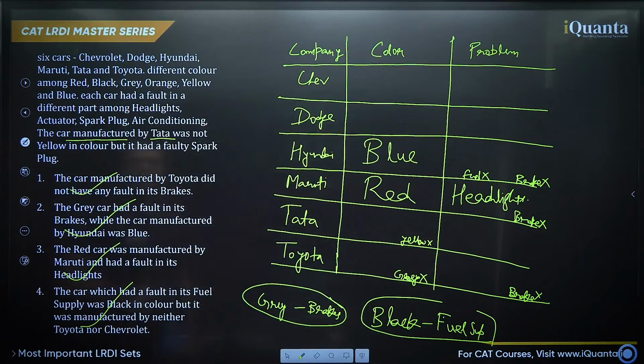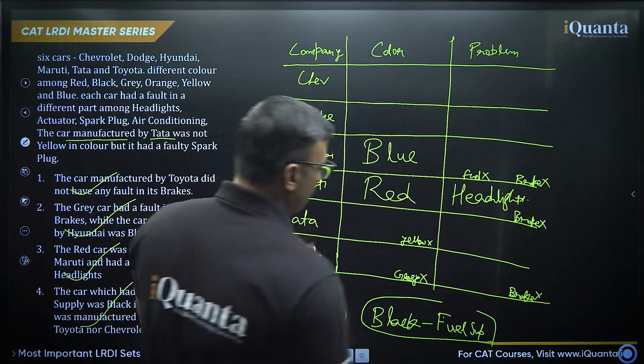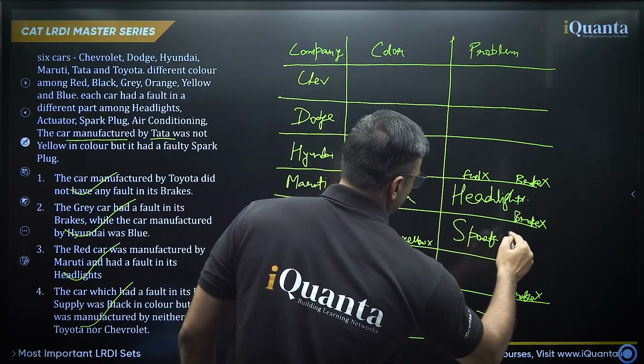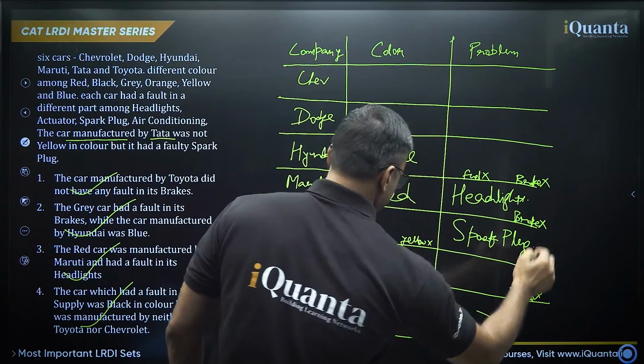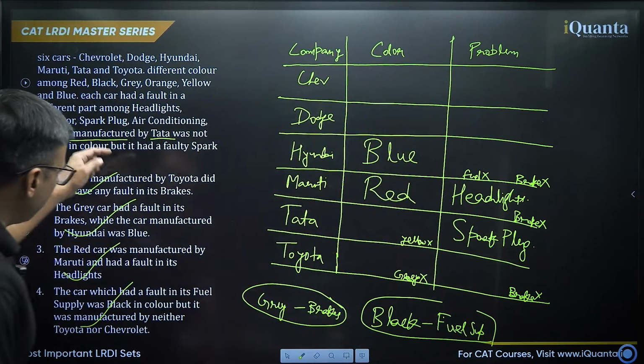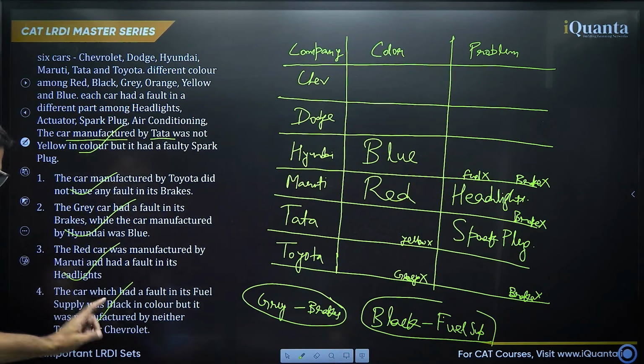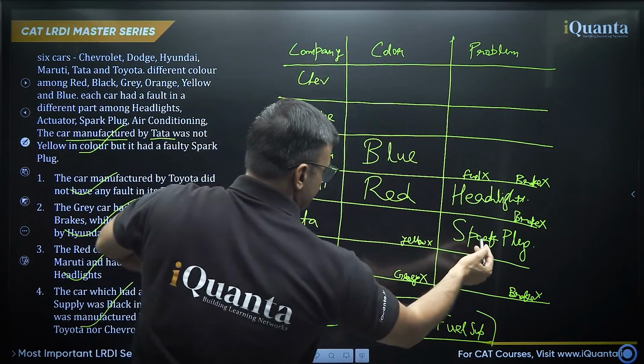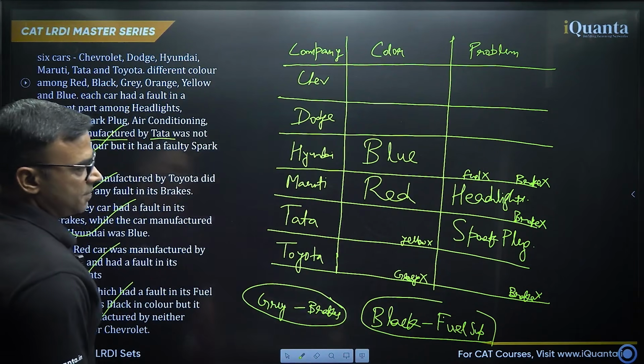In color, but had a faulty spark plug. So Tata had a problem with the spark plug. Great. Now if you combine this information with the last one, it says the car which had a fault in fuel supply was black in color, but neither Toyota nor Chevrolet. It can't be Tata because Tata has to have a problem of spark plug.